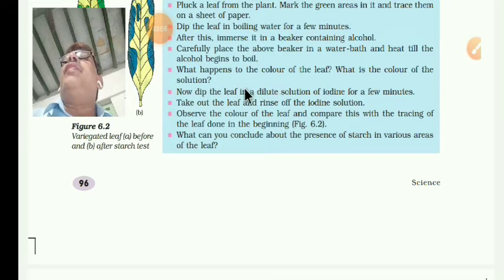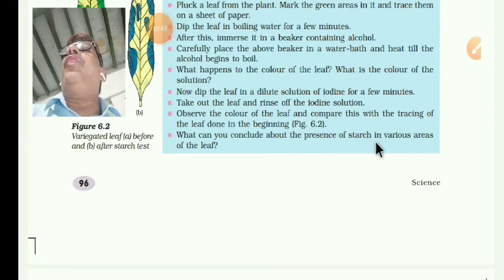Then observe the leaf and compare it with the tracing done in the beginning. The leaf shows blue-black color in some areas and colorless patches also. So what can you conclude about the presence of starch? The green patch areas become blue-black when they are tested with iodine. You know that when you add iodine to starch, it shows a blue-black color. So this is the test for starch.